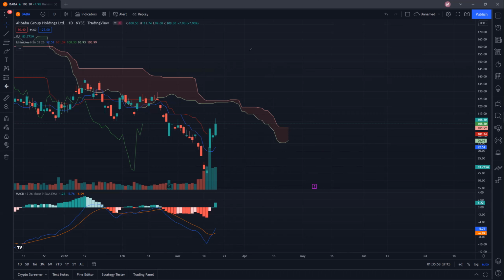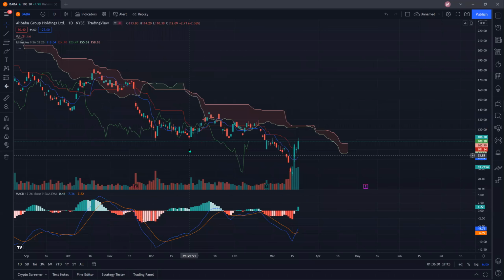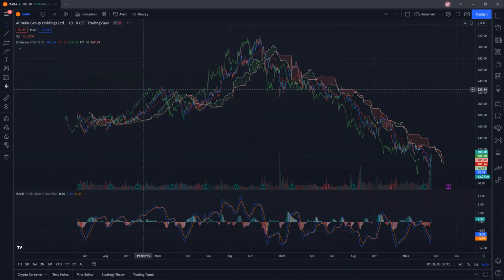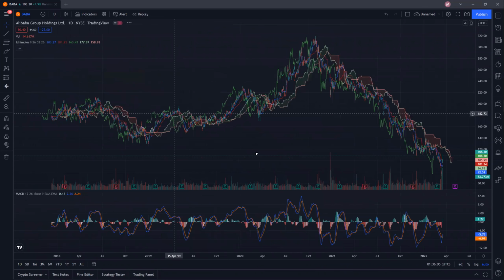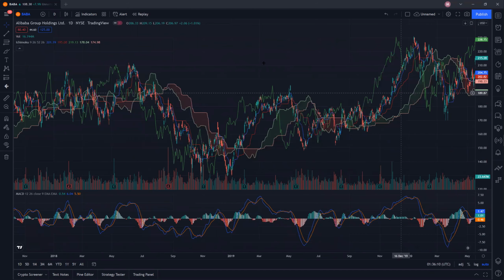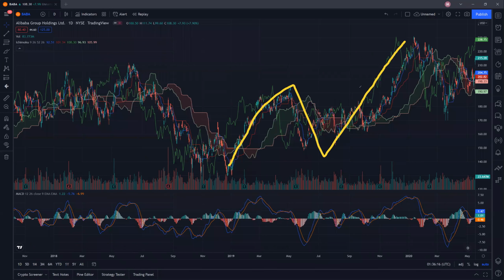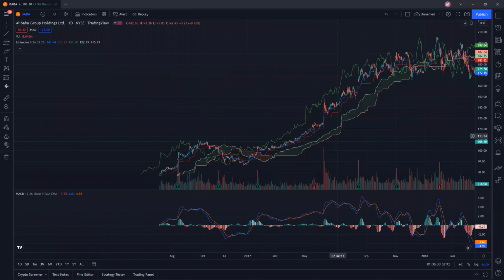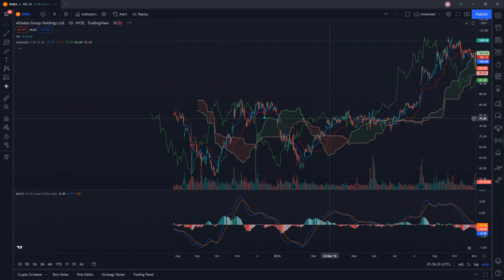And what I foresee for Alibaba is that it may potentially form a double bottom, because if you look at the previous two corrections, let's take a look at this correction here sometime in November 2019. You can see that before we actually had a good uptrend, we had this bottom here, and then we rebounded quite strongly, and then we revisited these levels once again.